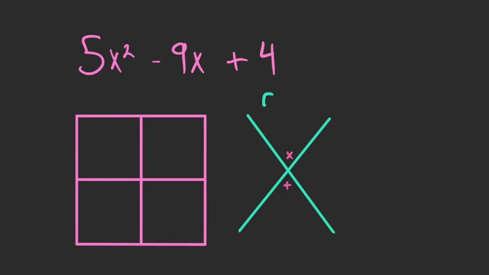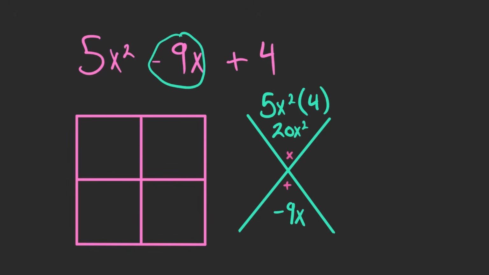I'm going to write 5x squared times 4, okay? And that's going to give me 20x squared. And then I'm going to place my middle term down here. So that's a negative 9x, and notice that I brought that negative sign with it. That is very important. You need to make sure you have that.